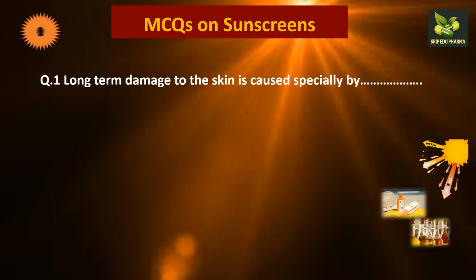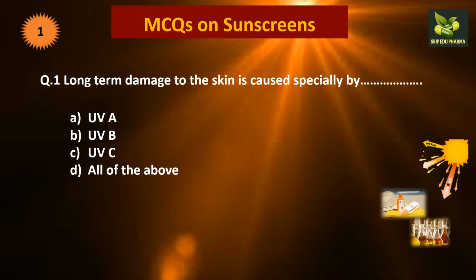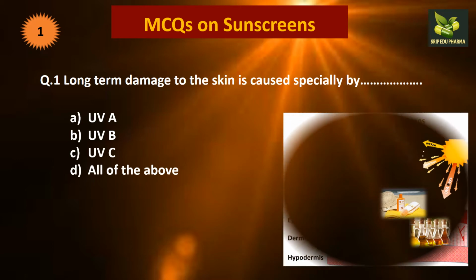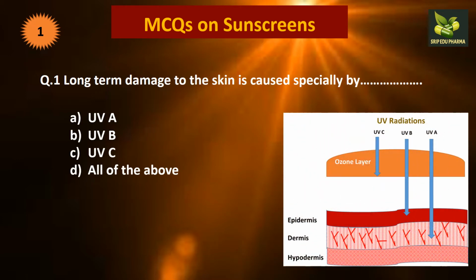Question number 1: long-term damage to the skin is caused specially by A. UVA radiations, B. UVB radiations, C. UVC radiations, or D. all of the above. When we remember the theory, we know that UV radiations constitute UVA, B and C. UVC radiations don't reach us because the ozone layer acts as a barrier and prevents them from reaching our skin.